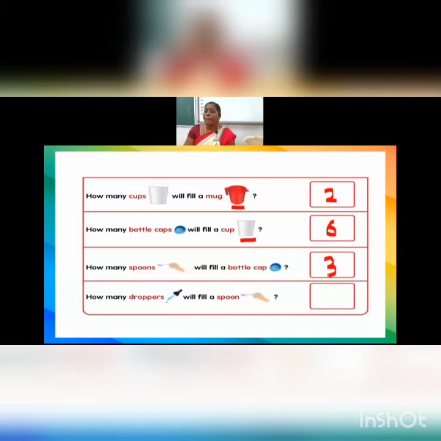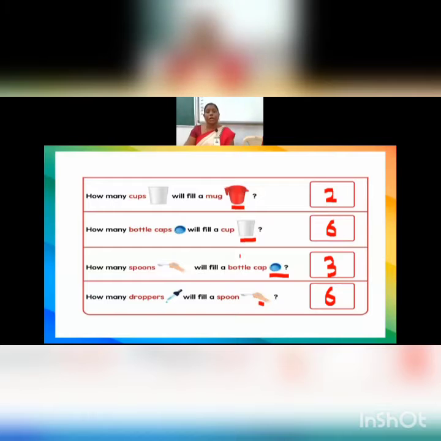So now tell me which holds more, bottle cap or spoon? Bottle cap, right? Very good. So how many droppers fill a spoon? Yes, 6 droppers fill a spoon, right? So here, spoon holds more.